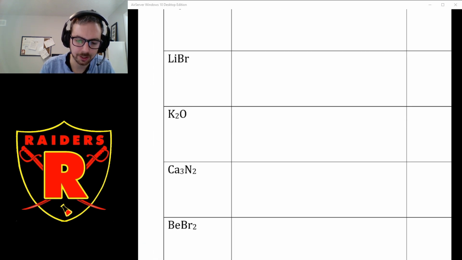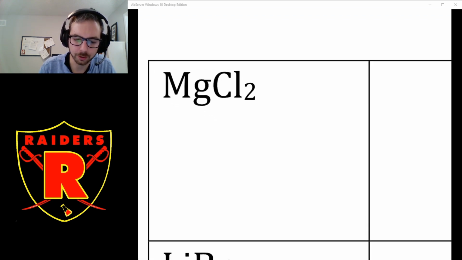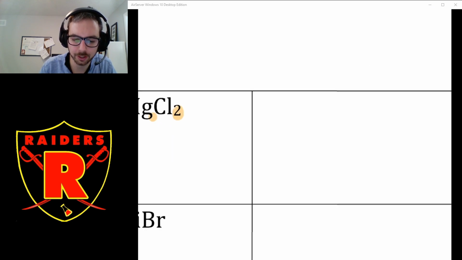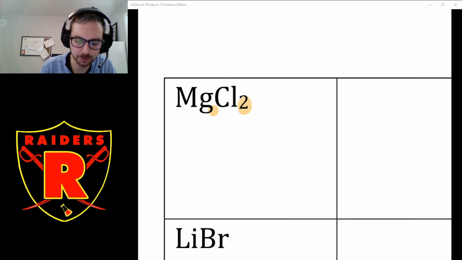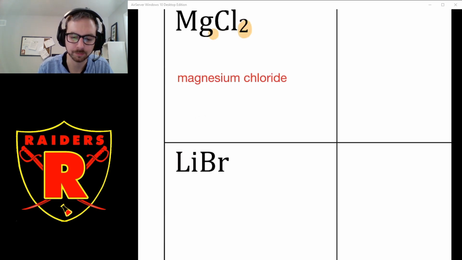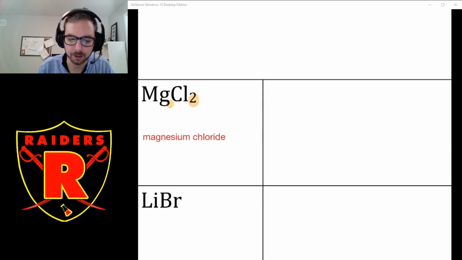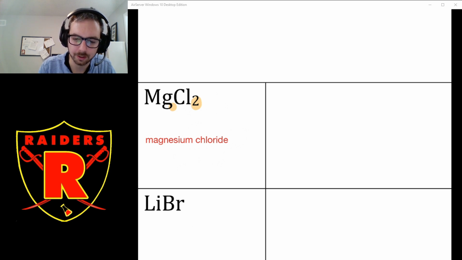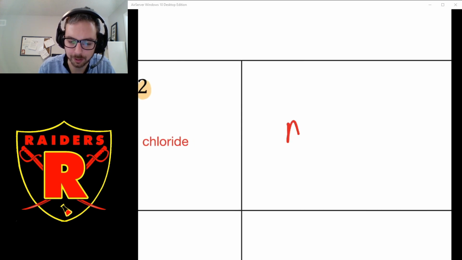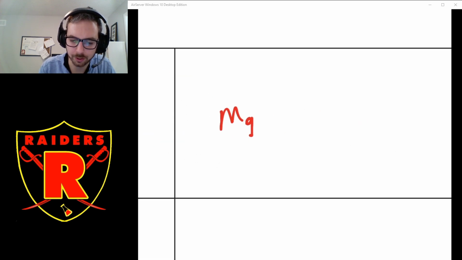And we also looked at this idea of, well, what if there's more than one of a metal or a nonmetal? So for example, here, the magnesium, there's only one, but the chlorine has 2. So again, let's just name this one simply. You're just going to call this magnesium chloride. But when you're building it, this time there's going to be one magnesium because there's no subscript, but there's going to be 2 chlorines because there's a subscript of 2.